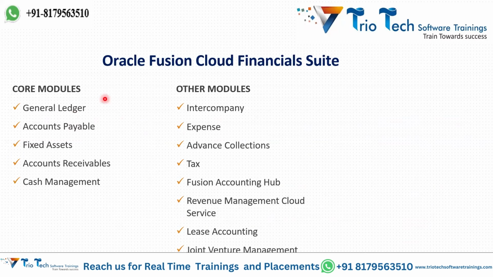So from the financial side, we have various modules which are available. We divide it into two sub areas, which is core modules and other modules, right? Core modules, what are the core modules? Core modules are those modules which are mandatory to implement in order to get your financial suite working, right? In every business where you are going to implement the financial suite as a part of Oracle Fusion, you'll be seeing these core modules. So what are these core modules? You have general ledger, you have accounts payable, you have fixed asset, you have accounts receivable, you have cash.